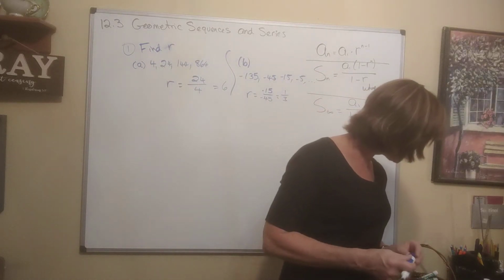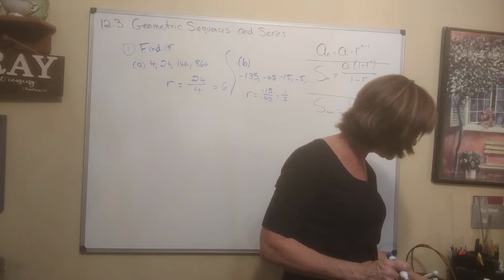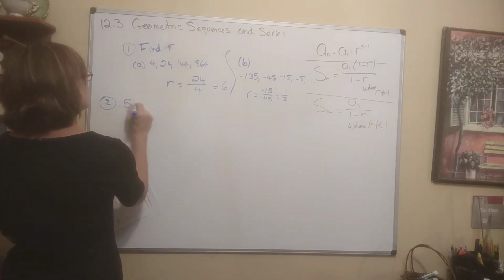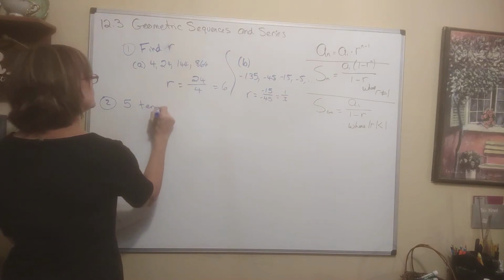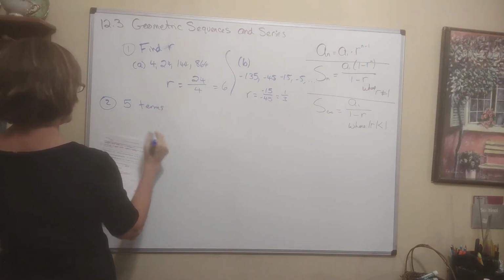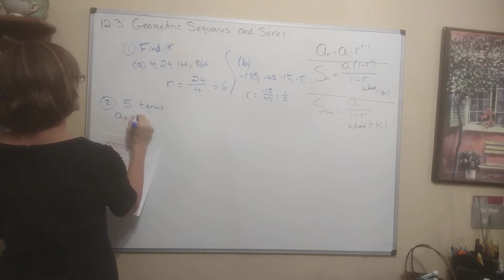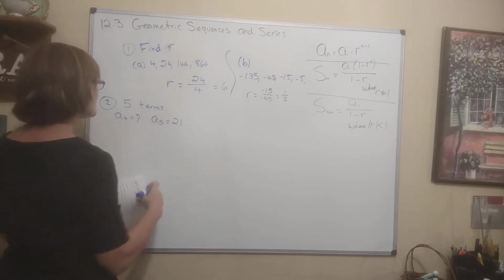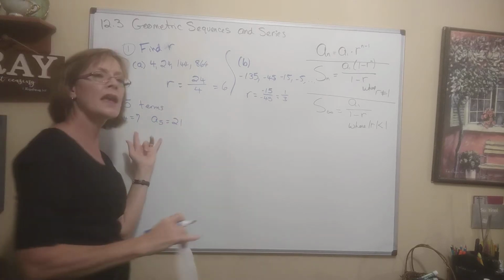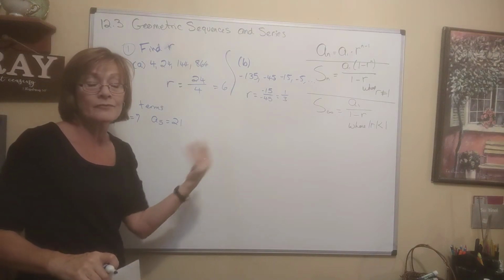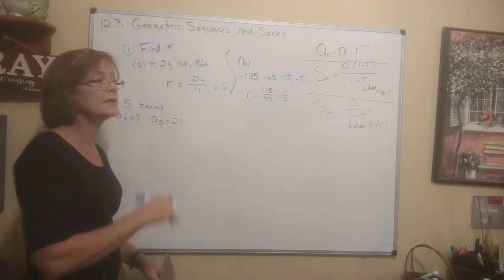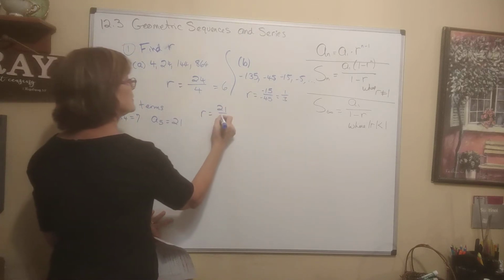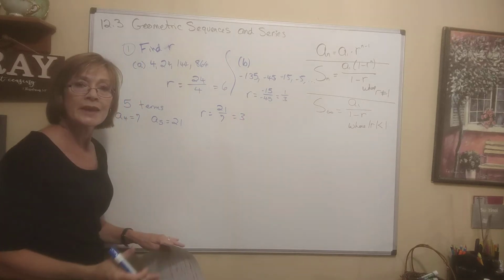Number two, it says find the first 5 terms for the geometric sequence where, and now they give us a little information, a sub 4 is equal to 7, and a sub 5 is equal to 21. Well, we are really in good shape here because they gave us two terms that are side by side. 5 comes after 4. So I'm going to take the one further down the road and divide it by the guy in front of it. And that's going to tell me what my common ratio is.